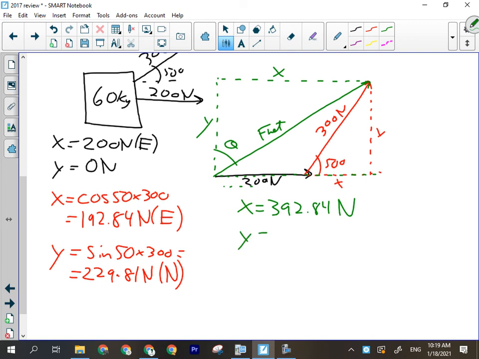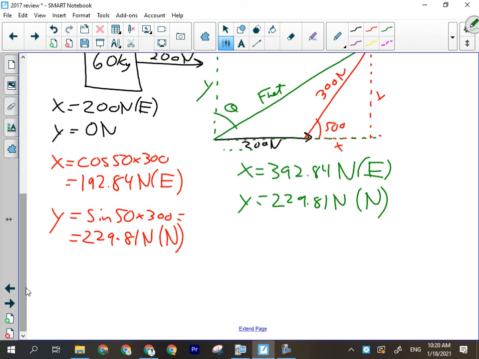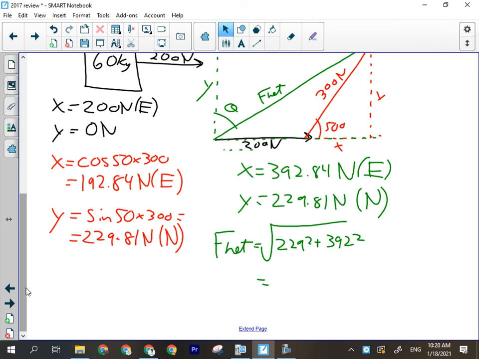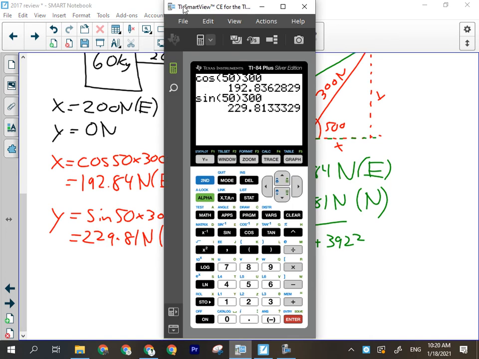And there's only one part of this where I go north. So green y is equal to red y. Everybody okay with that? All right, so that'll be 229.81 newtons. Okay, so this one's east, that one's north. Okay, now that I have those two, what do I do? Pythagorean theorem. That will get me the magnitude of my net force. Okay, so when I do that, obviously with all my decimals.